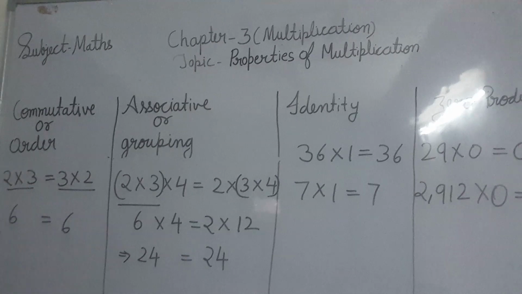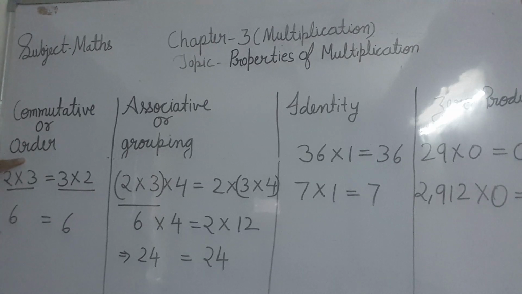Okay, so let's revise all four properties. First is the commutative or order property. Just remember the name, commutative or order. Order means whenever you change the order of the numbers, the product will remain the same. 2 multiplied by 3, if you change their order and write 3 first, the product will not change. The product will remain the same.